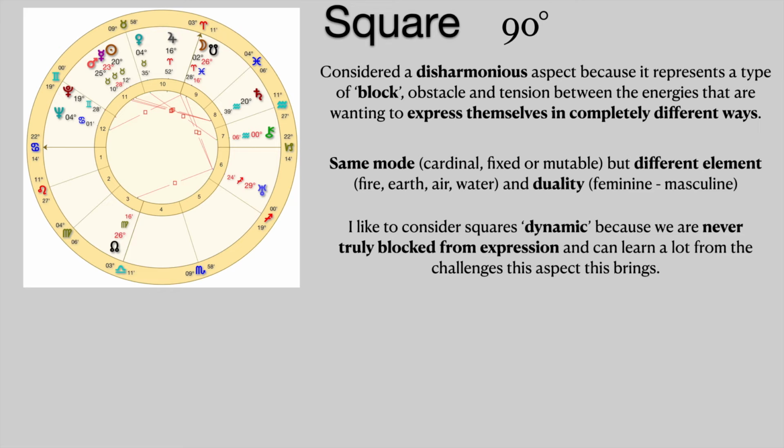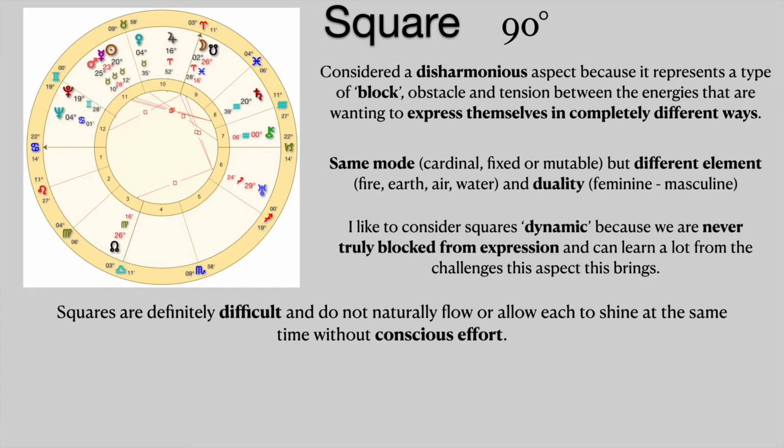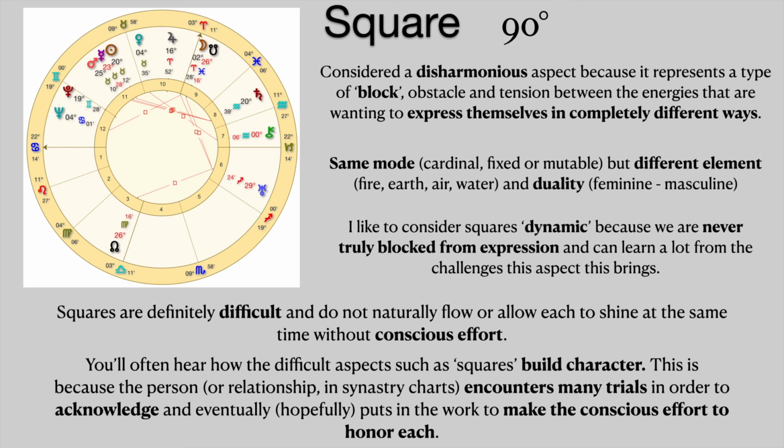I like to consider squares dynamic because we are never truly blocked from expression and can learn a lot from the challenges this aspect brings. Squares are definitely difficult and do not naturally flow or allow each to shine at the same time without conscious effort. You'll often hear how the difficult aspects, such as squares, build character. This is because the person, or relationship in synastry charts, encounters many trials in order to acknowledge and eventually, hopefully, one puts in the work to make the conscious effort to honor each.